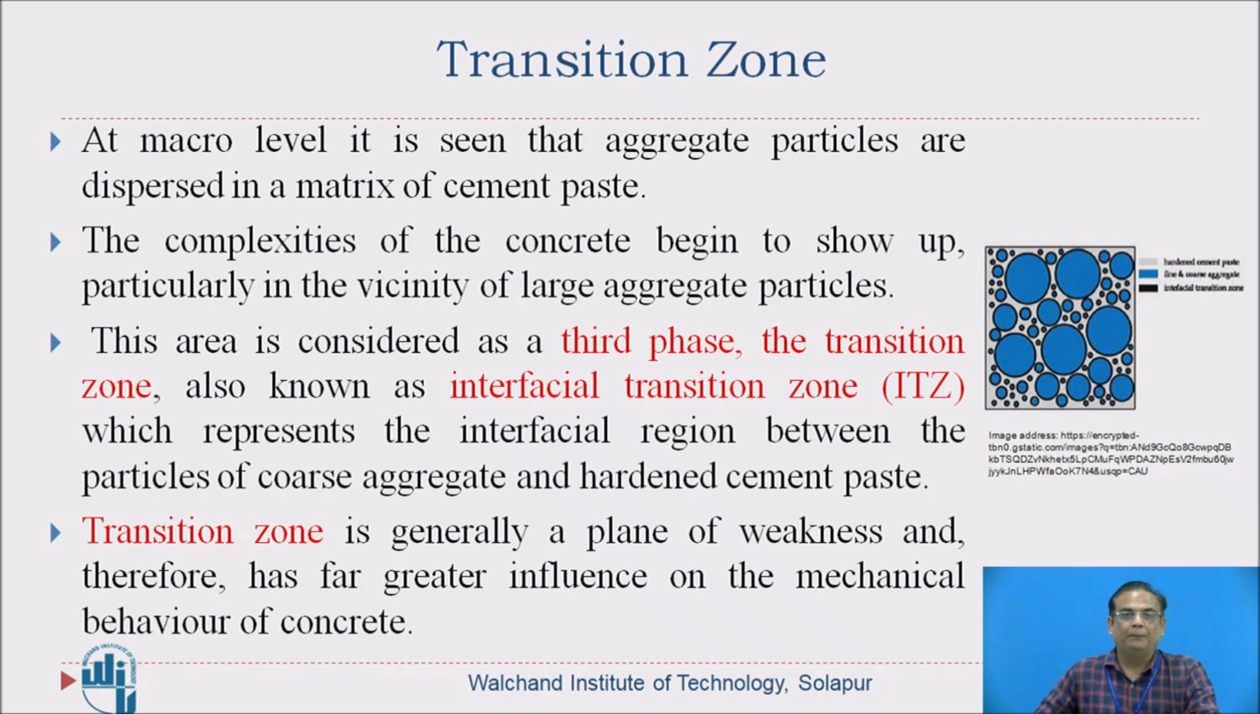Transition zone is generally a plane of weakness and therefore has far greater influence on the mechanical behavior of concrete. In the image, you can see the area within the vicinity of the aggregate particles. This particular area surrounding aggregate particles is known as transition zone, the third phase in concrete, apart from cement phase and aggregate phase. And remember students, this is the weakest zone in concrete. Whatever cracks appear, they initiate in this particular zone and they open up after the loading is given to concrete.